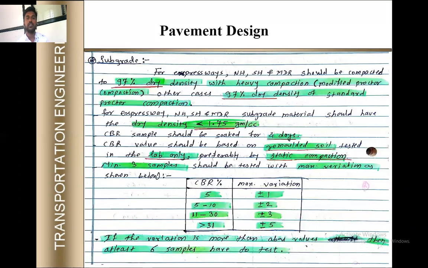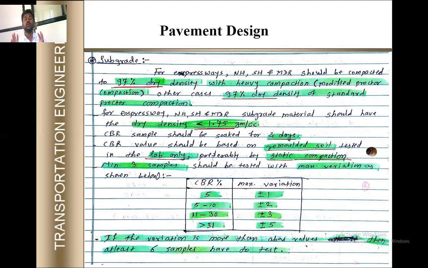Okay. Then the next term is the subgrade. What is the subgrade and how should the subgrade be prepared in the flexible pavement as per the CBR test? For expressways, national highways, state highways, and major district roads, the subgrade should be compacted to 97% of the dry density with heavy compaction, that is modified Proctor compaction. In other cases, 97% dry density of the standard Proctor compaction.